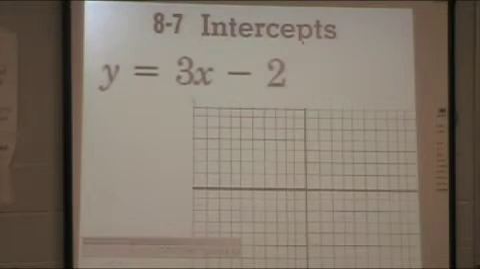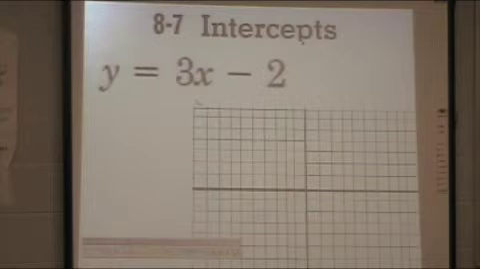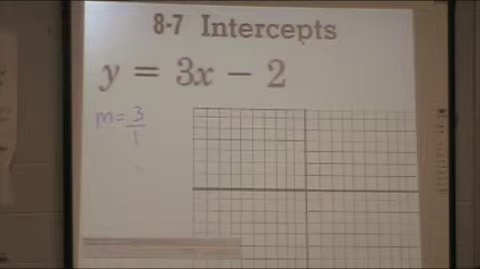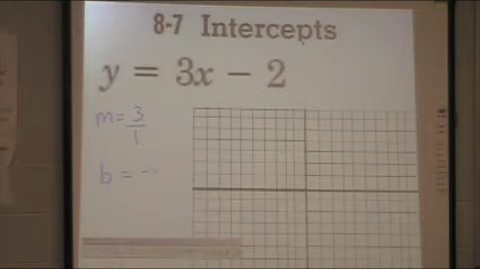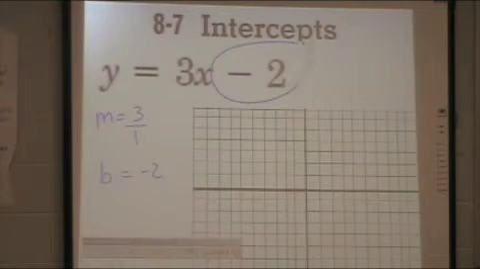Alright, our next example asks us to graph using the slope and the y-intercept. That means I have to identify the slope. In this case, the slope is 3, but we don't just write 3, we write 3/1, because in slope, you always use a fraction or ratio. Your y-intercept is -2. Remember, if you got a minus sign, you got to bring it along.